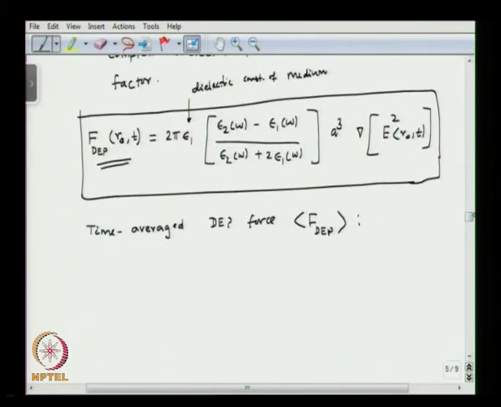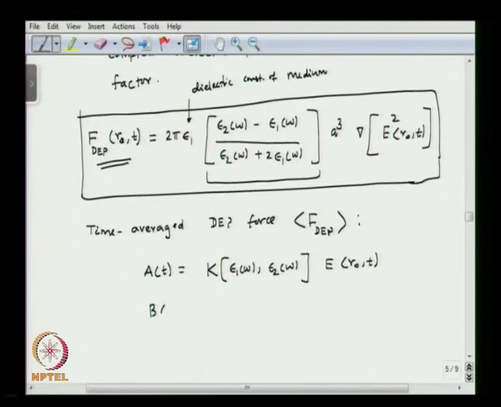So similarly here we define A(t) as the Clausius-Mossotti factor K of epsilon 1, omega, epsilon 2, omega, which is nothing but this term there, into E(R0, t), and we have another term to define, B(t) is E(R0, t). So these are two functions from the dielectrophoretic force that we can extract that are time dependent.